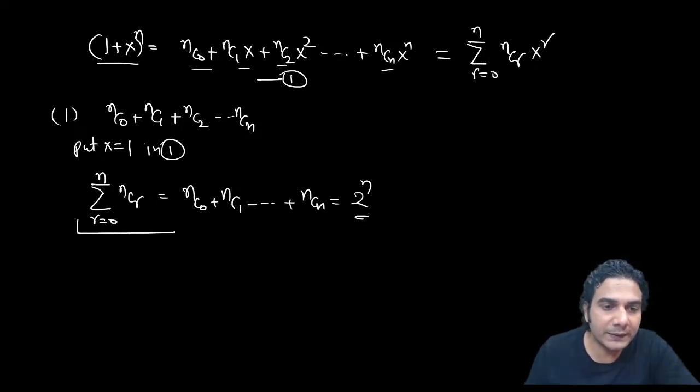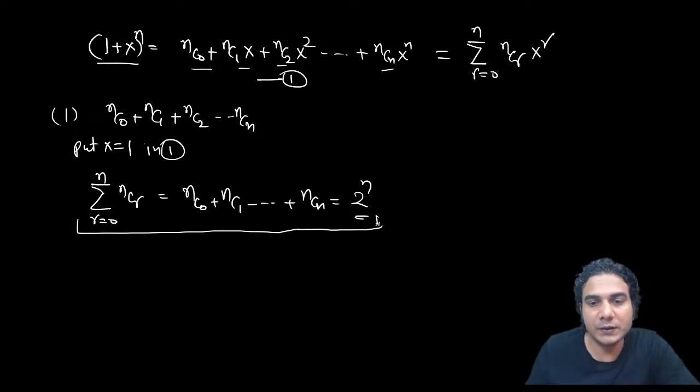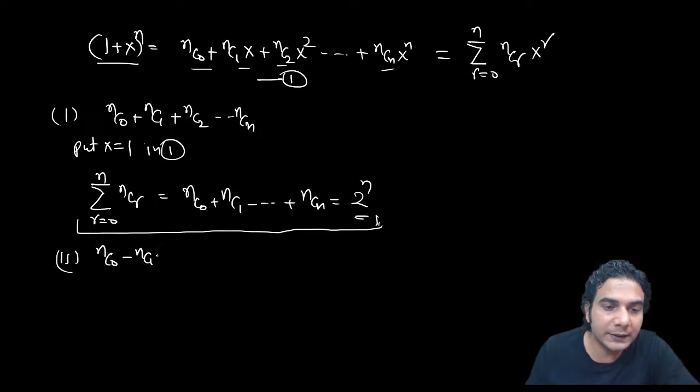So this is the first very important series, all right? Now the second series is if you need alternate plus minus: nC0 minus nC1 plus nC2 minus nC3 and so on, all right? In short, you write sigma (-1)^r nCr, r from 0 to n, all right? So what is the value?